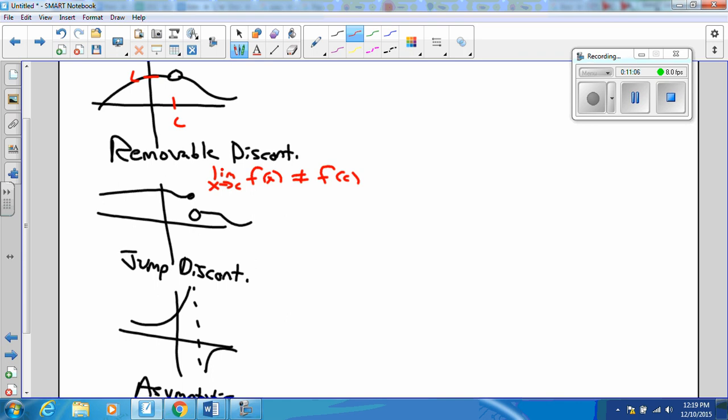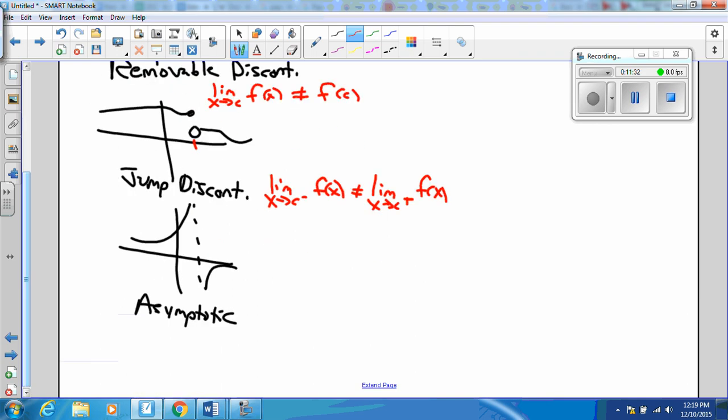And what defines a jump discontinuity is that I'm cruising along coming towards c from the left, and I get to c from the left, and boom, my function does something completely different from the right. And so we say that what defines the jump discontinuity is that the limit as x goes to c from the left is different from the limit as x goes to c from the right. It's all about the limit of the function.